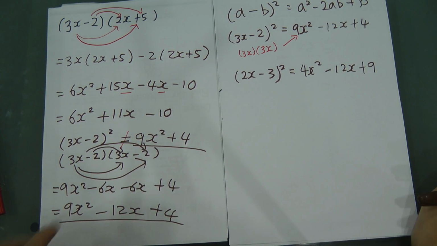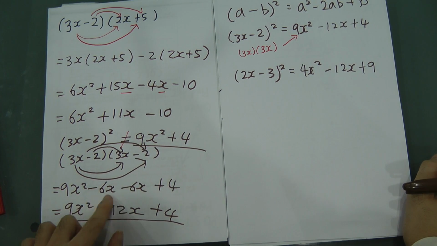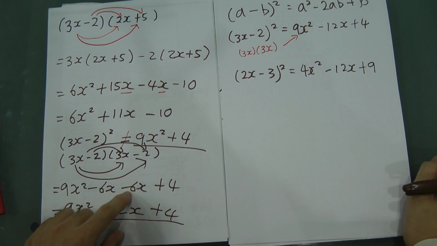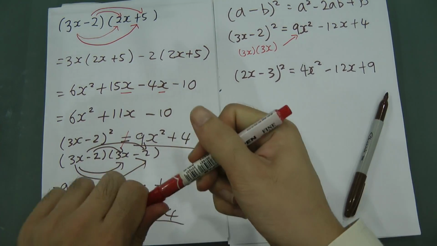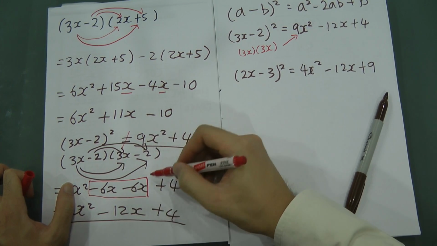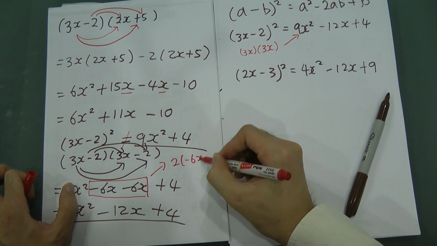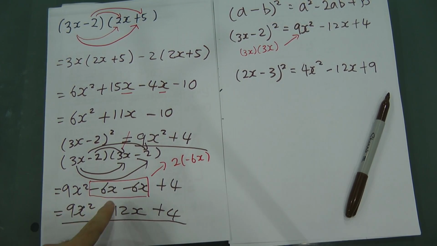You see that? Because if you see here, like 3x multiplied by negative 2, you get negative 6x. And negative 2 multiplied by 3x, you get negative 6x. Here actually, if I summarize, what you should see is you have 2 negative 6x. Do you see? This is 2 negative 6x, so it's negative 12x.